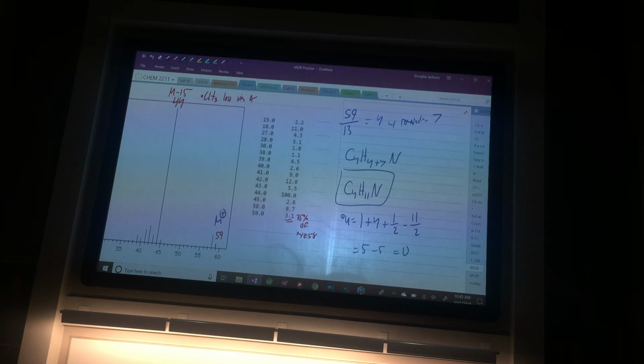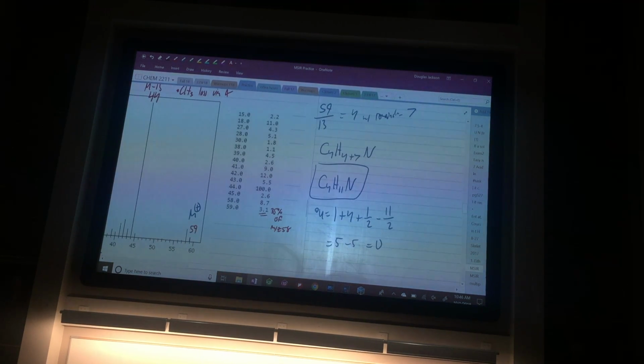Yes? Where did the 54 go? When you divided 59 by 13, the nitrogen gets added and the hydrogens get subtracted. 52. He divided 59 by 13? Yeah, because it's 13 for carbon plus hydrogen. Oh, the nitrogen. So you got 4 carbons, and then your hydrogens is 4. Good catch. So subtract the hydrogens and then add your nitrogen.